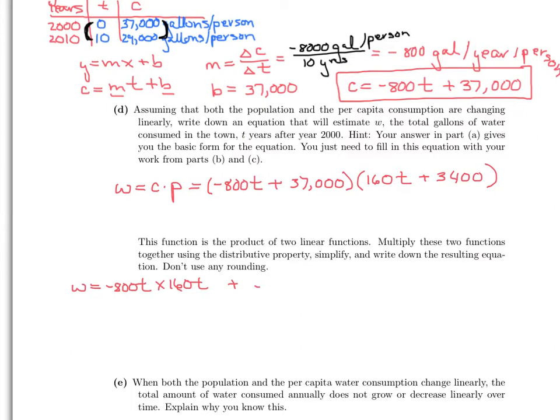Then we'll multiply the negative 800T by the 3,400 in the second expression. Next we'll multiply the 37,000 from the first expression by the 160T in the second expression. And lastly, we'll multiply the 37,000 from the first expression by the 3,400 in the second expression. So I believe we have multiplied each term from the first expression by each term in the second expression. Now we have to simplify.